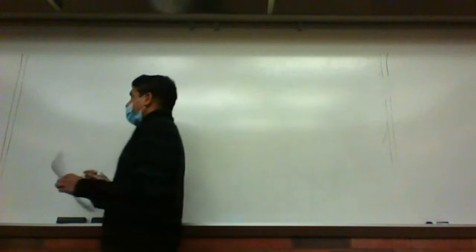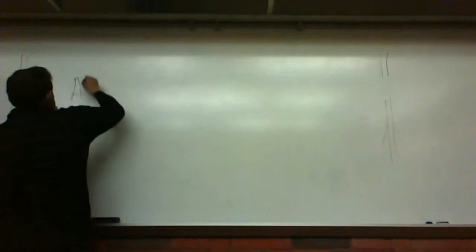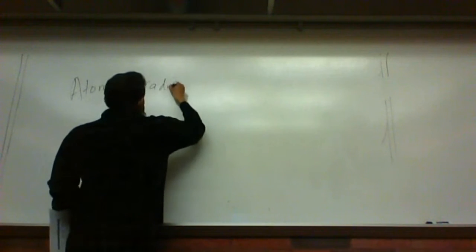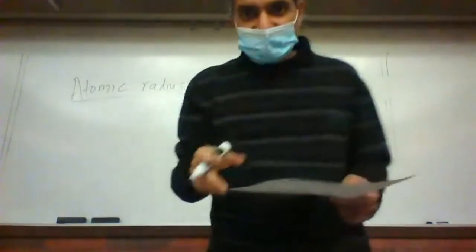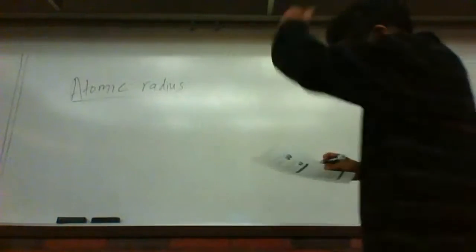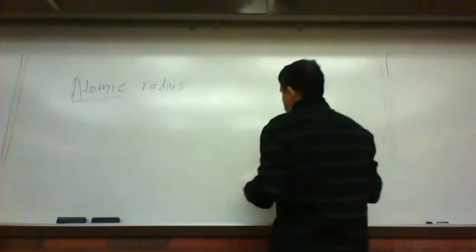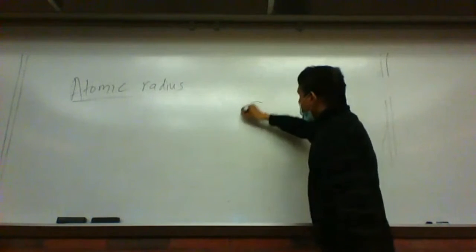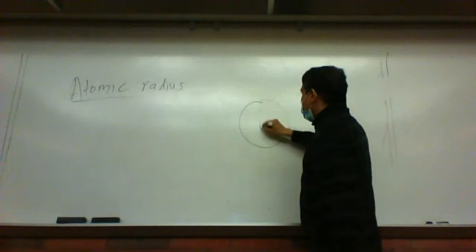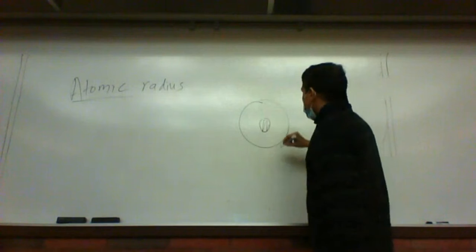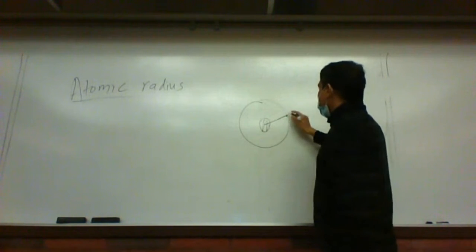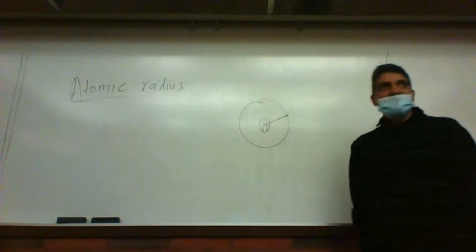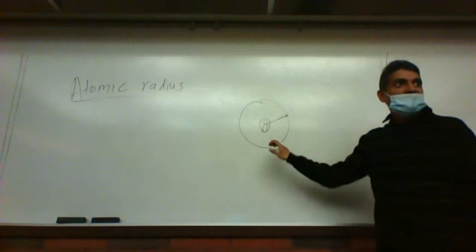Good. Now atomic radius. What is the atomic radius? So I'm on slide number 5. Basically, atomic radius is like this. This is an atom. Let's say this is a hydrogen atom, with a proton and neutron here. What is the distance from this nucleus to the first orbit? That's called the atomic radius. Make sense?